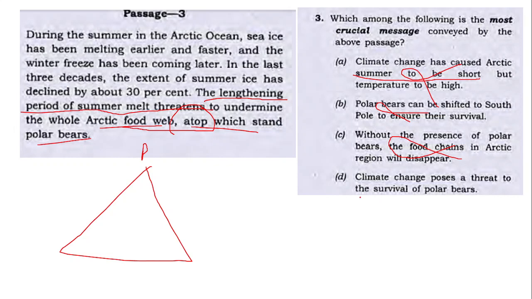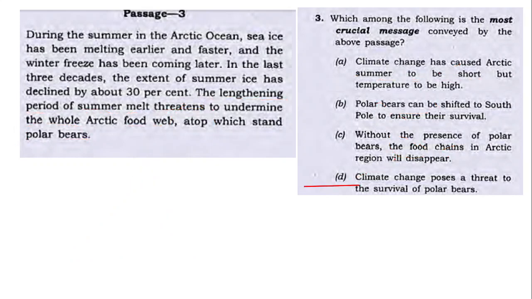Let us look at option D. Climate change poses a threat to the survival of polar bears. Absolutely fine. Absolutely correct. Poses a threat. It says also here, threatens. This threatens. Lengthening period of summer, which is nothing but climate change. This threatens the polar bears. Absolutely correct. Option D, the right answer.